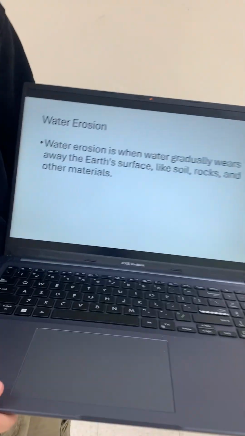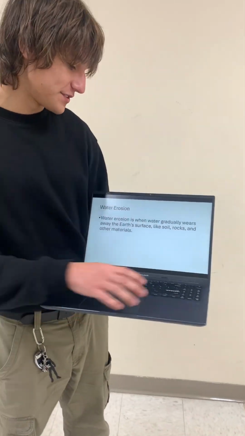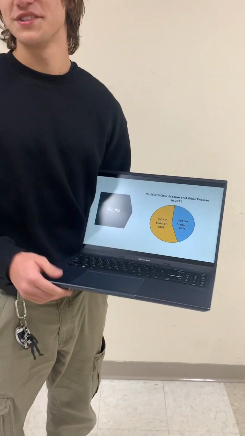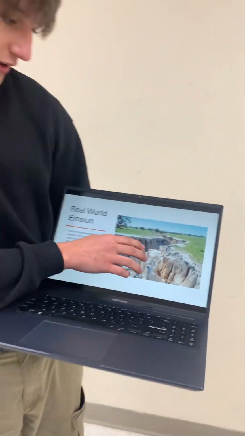Okay, so my word is water erosion. So we're going to be discussing water erosion today. Water erosion is when water gradually wears away the Earth's surface, like soil, rocks, and other materials. Here we have a graph showing the amount of erosion that happens on Earth, and 44% of it is water erosion. And the next slide, here we have a real-world example of water erosion.